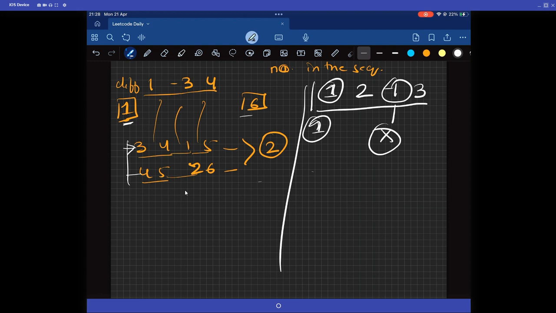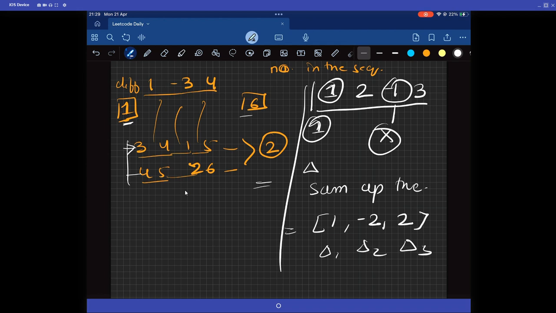So how can we check it? We need to find the deltas. How can we find the deltas? We just sum up the consecutive differences. So we have 1, then 1 minus 3, that is minus 2, and minus 2 plus 4, which is 2. So these are delta 1, delta 2 and delta 3 we are getting. You can verify it from here. The next element is 1 greater than 1, the next element will be minus 2 greater than 1, similarly, right?